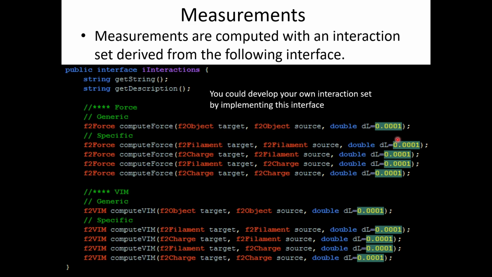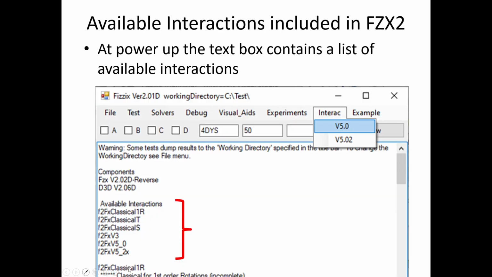Okay, now to put a little finer point on what you just saw, their measurements are all derived from an interface here. And all you have to do to create your own interactions is just override all the functions, or provide the functionality for all of these functions, and you can produce your own interactions in case you want to experiment. And if someone wants to do that, let me know, and I'll make a video that shows how to do that from scratch. I don't expect people to be doing it, but I'm putting it out there in case somebody's interested. Also, all the available interactions are visible at power up.